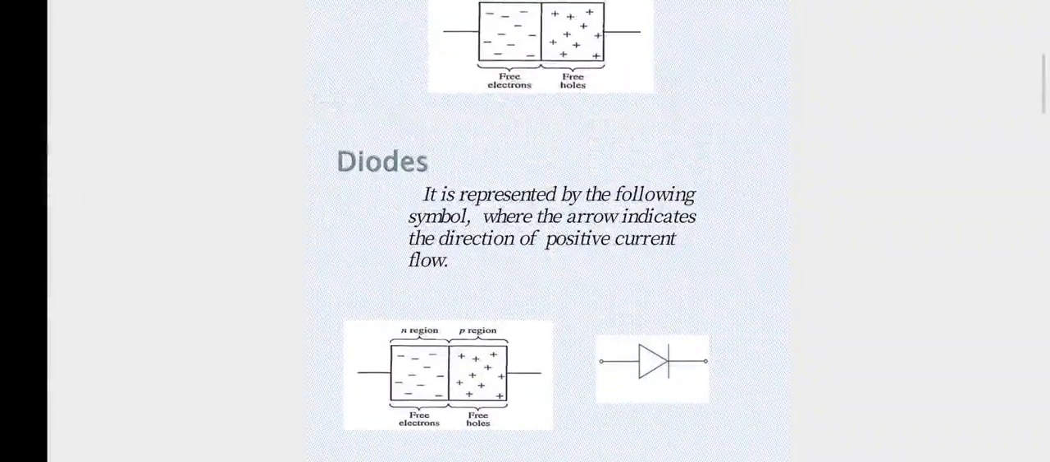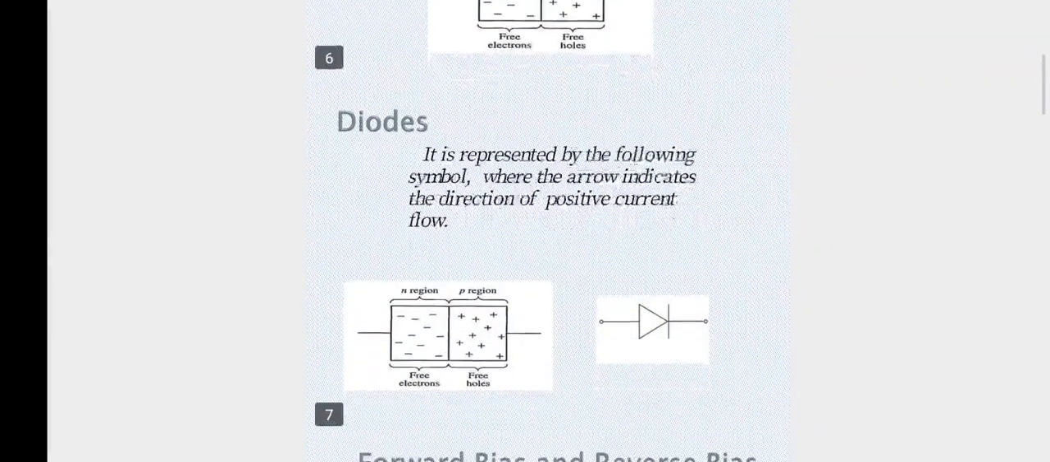The diode is represented by the following symbol, where the arrow indicates the direction of positive current flow. The diode is generally called unidirectional. A diode consists of two terminals, one called the anode terminal and the other called the cathode terminal. It is a unidirectional device.